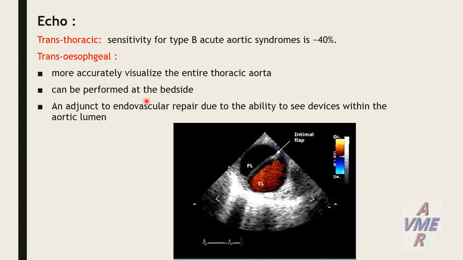It can be performed at the bedside and it can be adjuvant to endovascular repair due to the ability to see devices within the aortic lumen. So here is a transesophageal echo, and it gives an impression of the true lumen and the false lumen. It gives a better impression of the ascending aorta and can also be useful to diagnose some congenital cardiac disease, like congenital bicuspid aortic valve and other conditions.